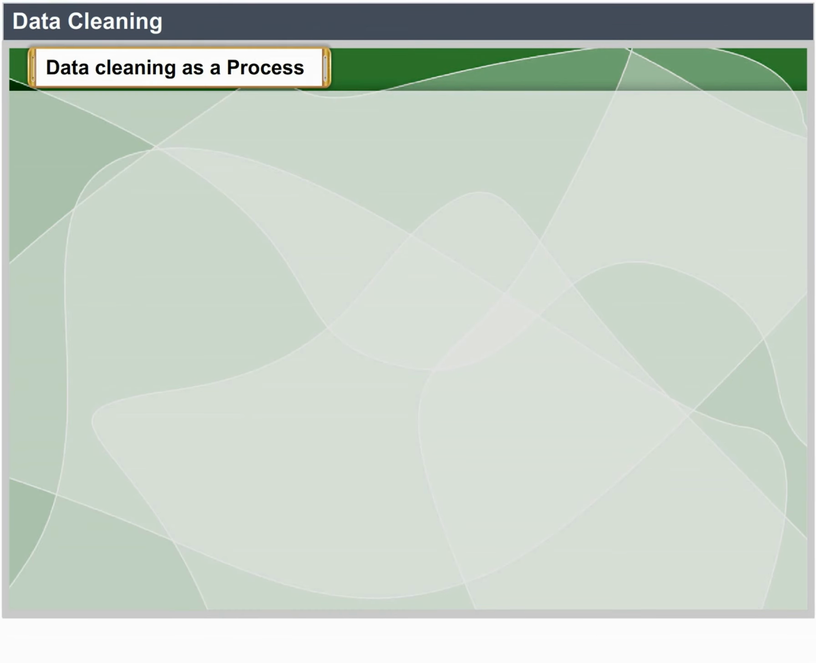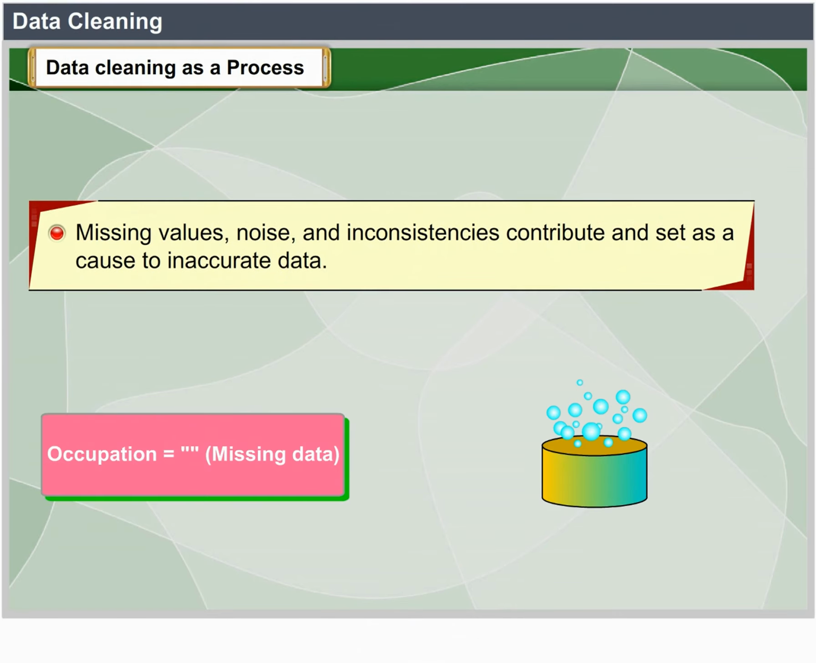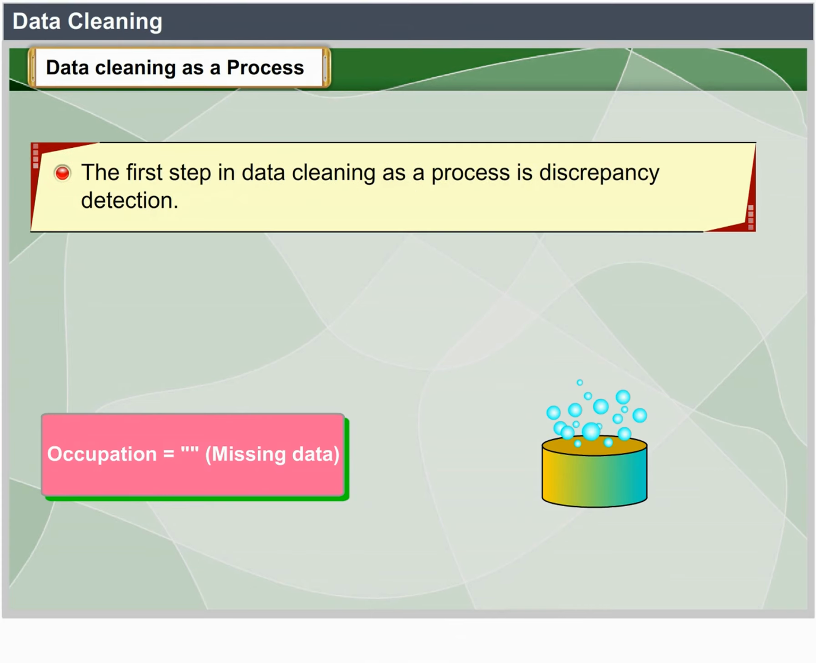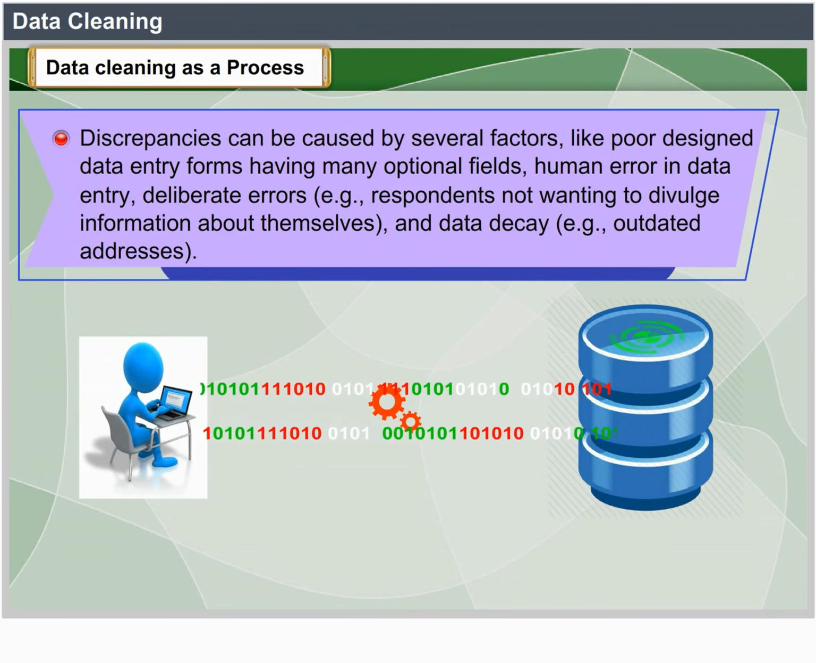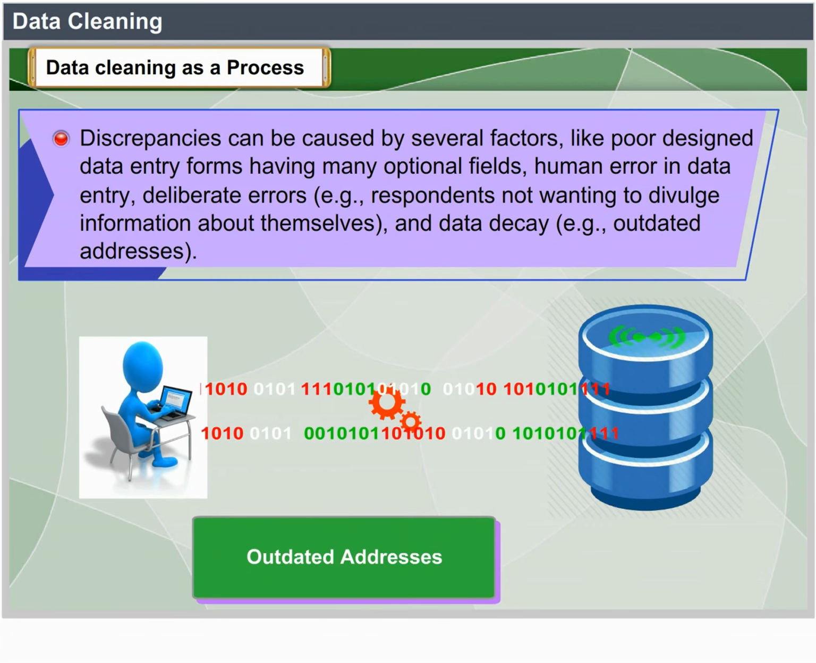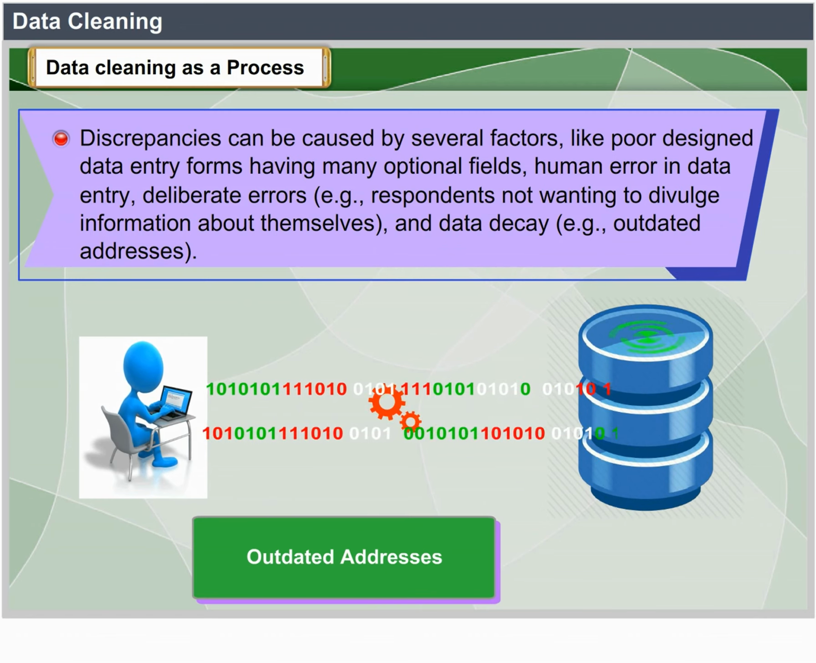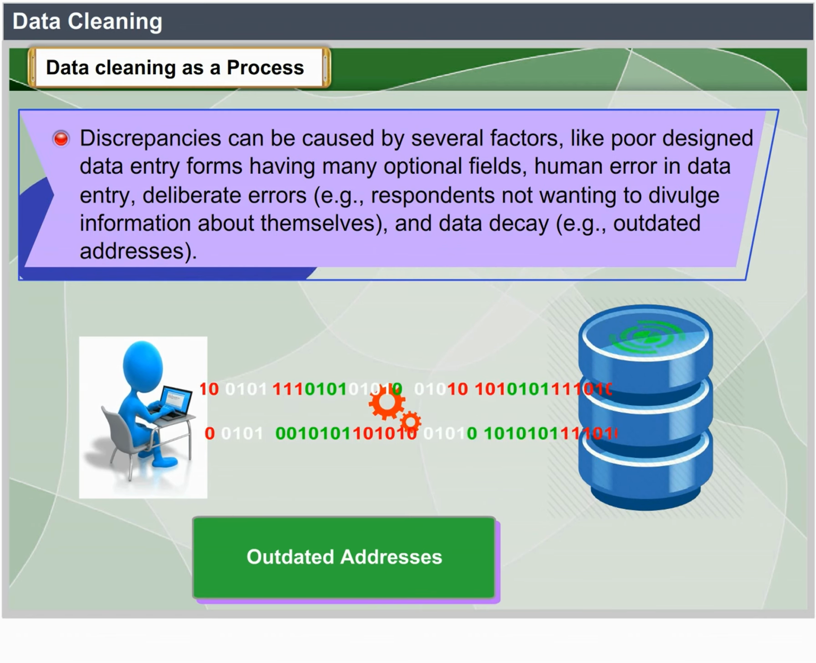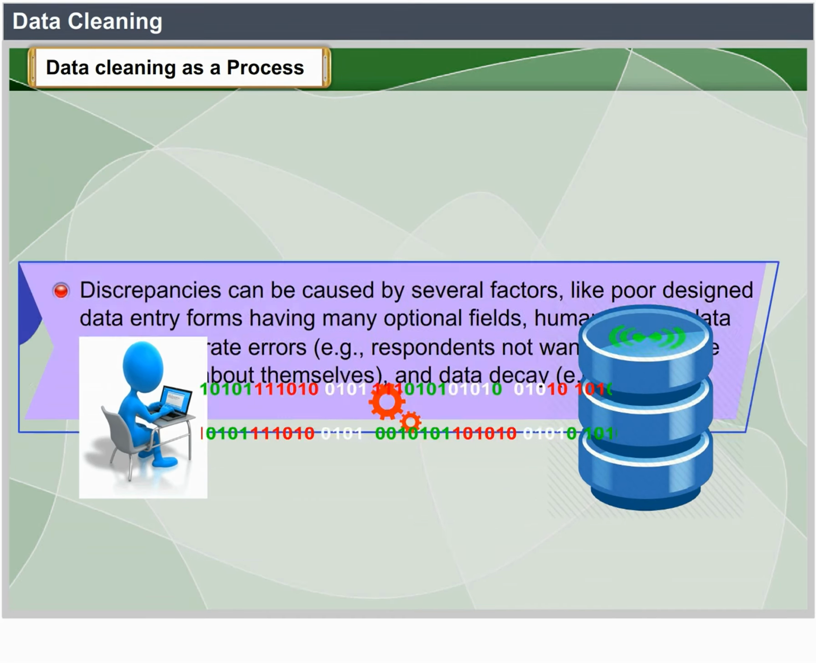Data cleaning as a process. Missing values, noise, and inconsistencies contribute to inaccurate data. The first step in data cleaning as a process is discrepancy detection. Discrepancies can be caused by several factors, including poorly designed data entry forms that have many optional fields, human error in data entry, deliberate errors, such as respondents not wanting to divulge information about themselves, and data decay, such as outdated addresses.